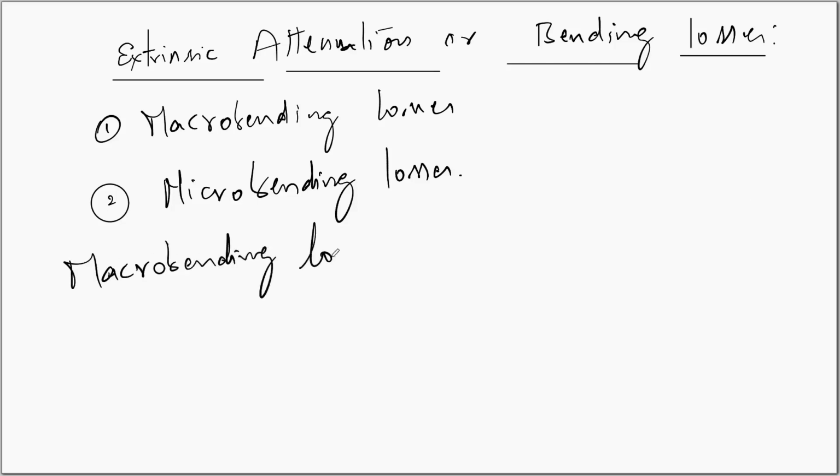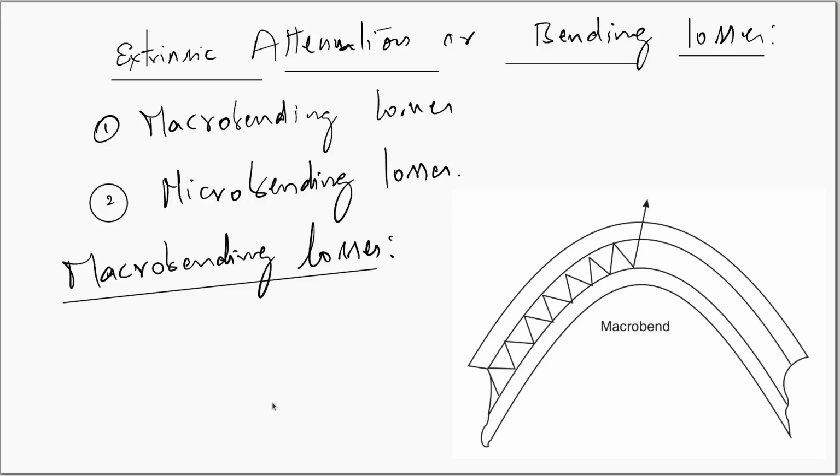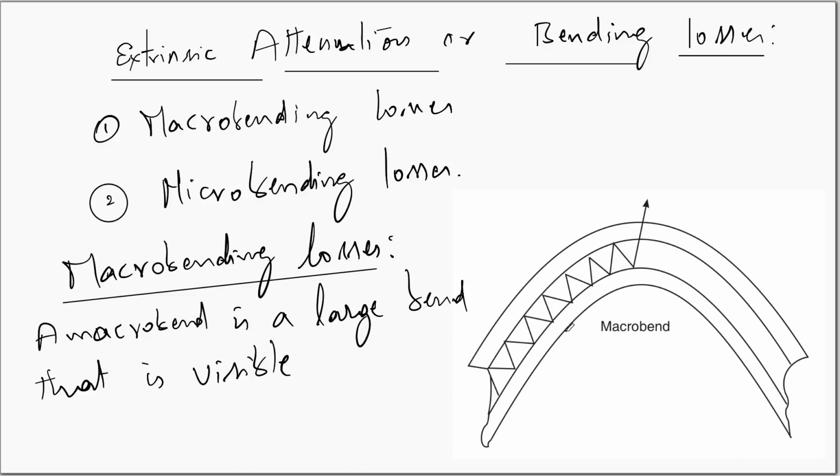Now we shall start with the macro bending losses. A macro bend is a large scale bend that is visible. When a fiber is bent through a large angle, strain is induced on the fiber along the region that is bent. For instance, here the fiber is bent through a large angle, and here strain is induced in the optical fiber because of this bend. The induced strain causes changes in the refractive index of both core and the cladding material, due to which the light that is propagating through the fiber will enter into the cladding. Hence, the signal strength is reduced. The loss of optical signal thus occurred is called macro bending losses.